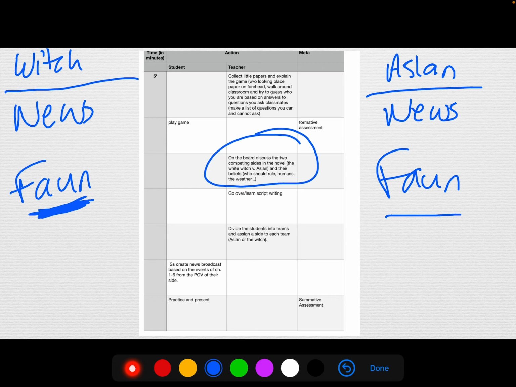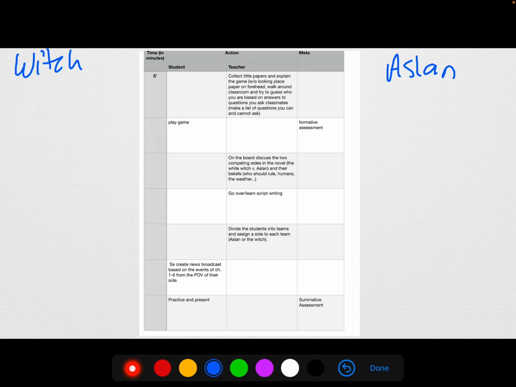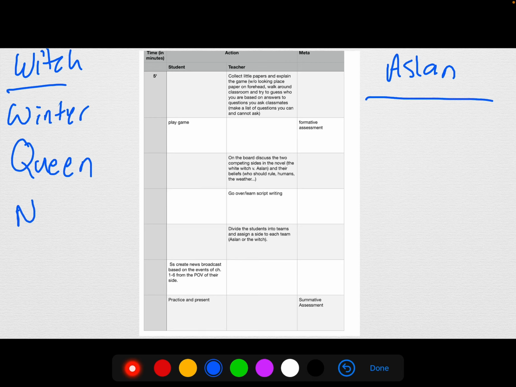First, on the board, discuss the two competing sides in the novel. In this situation, you would have two lists, the witch on one side and Aslan on the other side. So how are they different? Okay, well, the witch likes winter, and the witch thinks she's queen, and there's no Christmas.